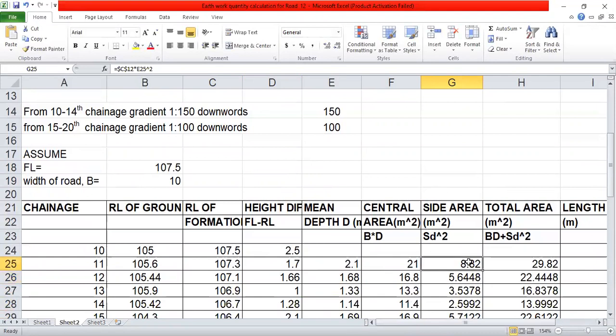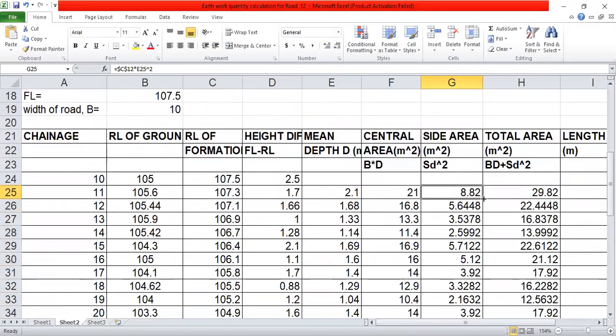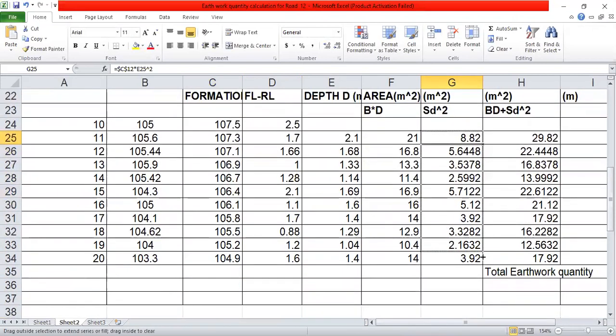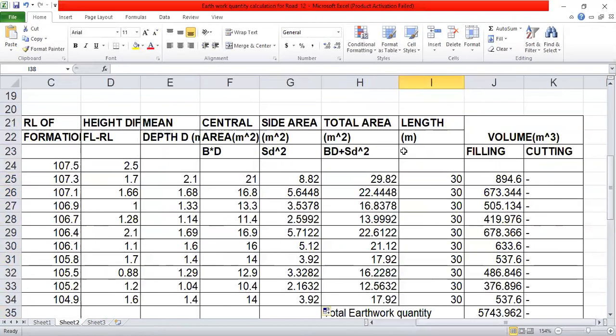And then next you just click on this one, bring the cursor towards the right bottommost corner, and then drag it downwards. Okay, you will get the SD square. Then next is calculation of the total area. Total area is BD plus SD square.